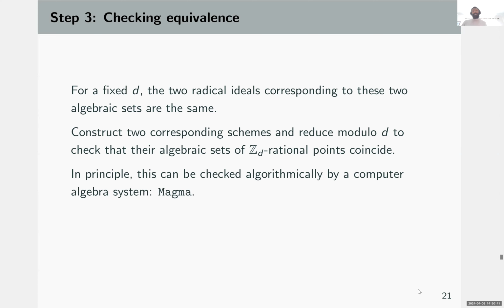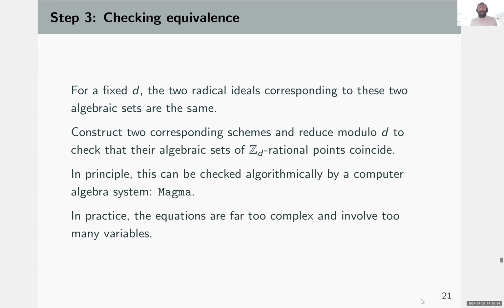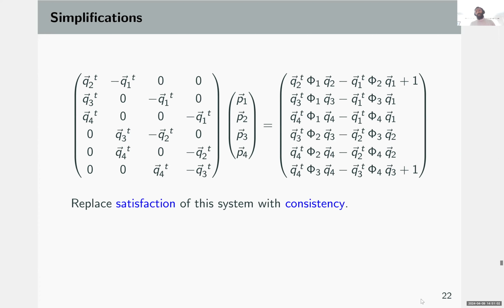So if you fix the dimension, you can check that these polynomial systems define the same shape algorithmically using a computer algebra system. But unfortunately, this system is too complicated because there are so many variables and the equations are way too complex. You can't just plug these equations into a computer. So instead, we have to make some simplifications by basically weakening some of the polynomial equations.